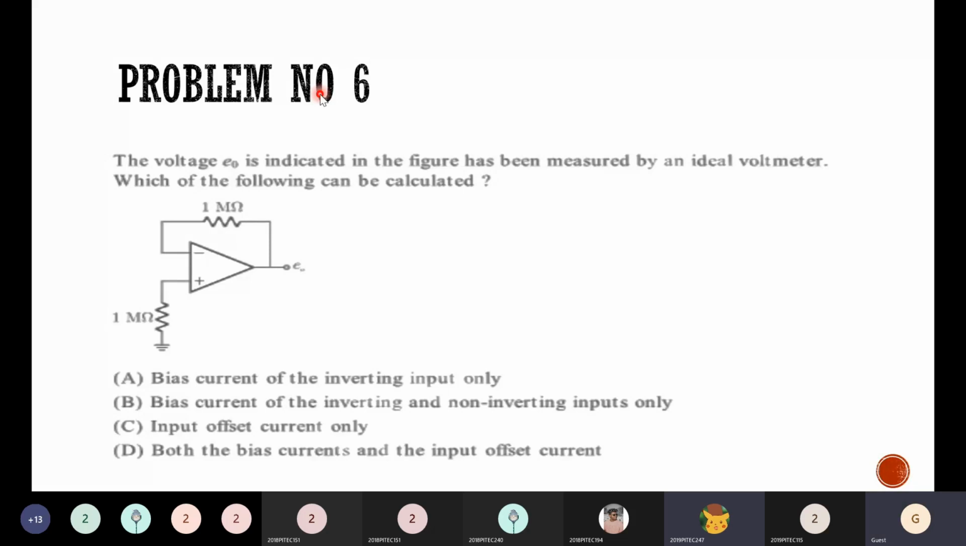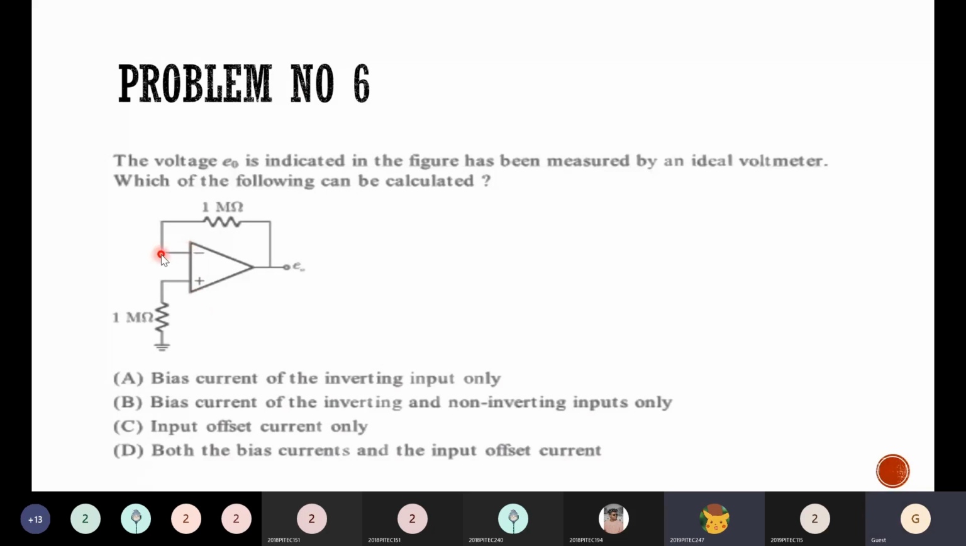Now for the given circuit, you should say whether it is possible to calculate only the bias current of the inverting input, or the bias current of the inverting and non-inverting input, or input offset current, or both bias current and input offset current. Bias current means the current that is entering into the op amp. Ideally speaking, no current should enter into the op amp. We'll consider that as the golden rule of the op amp. So ideally, current entering into the op amp is zero. But practically, a very small amount of current will enter into the op amp. That small amount of current we call the bias current.